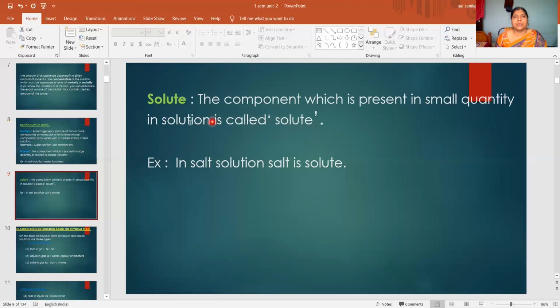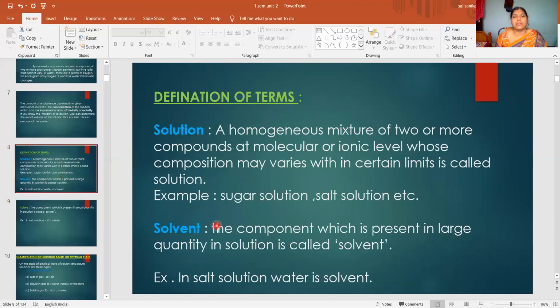And coming to the solute. What is solute? The component which is present in small quantity in a solution is called solute. Whichever component is less in amount in a solution is called solute. In salt solution, which one is less? Salt is less in quantity. So salt is the solute and water is the solvent. Simply, what is a solution? Solute plus solvent is called solution.